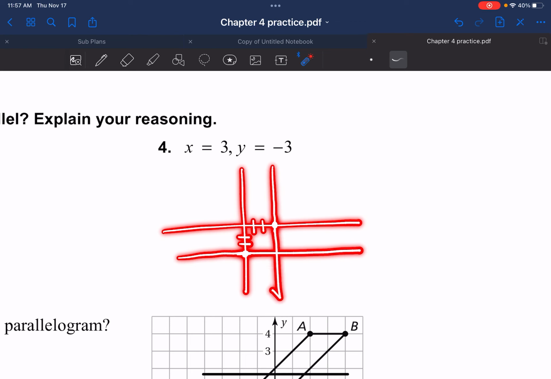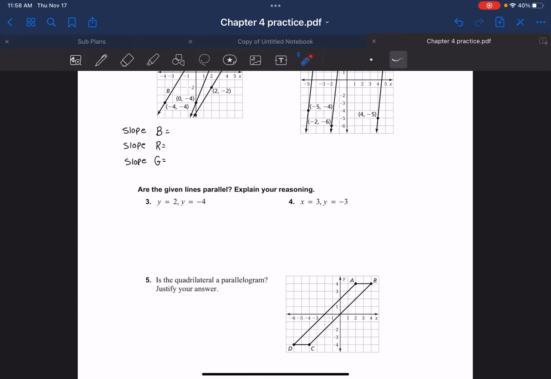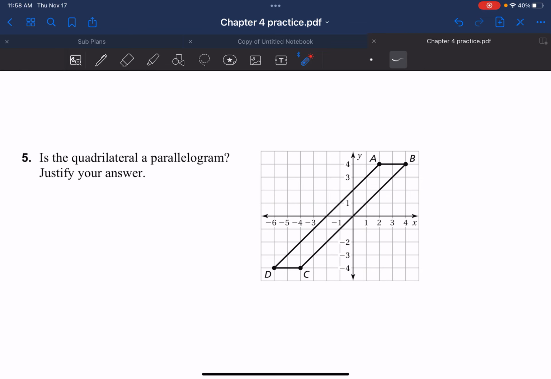Are those two lines parallel? Obviously not. Now to explain it, I would say they're not parallel because they don't have the same slope. They're actually perpendicular.